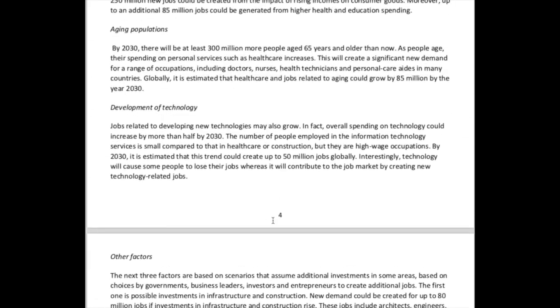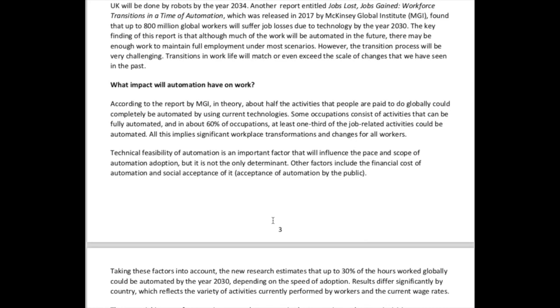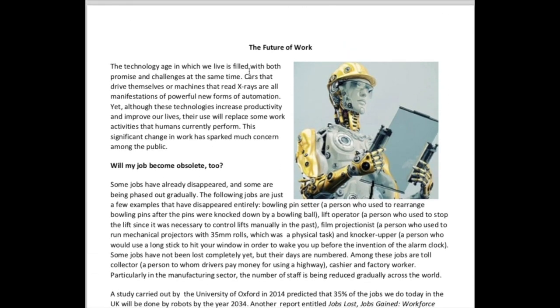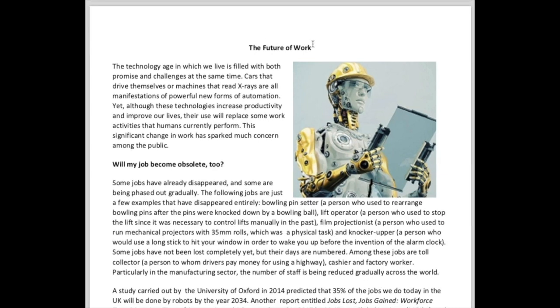Now, why is it important to survey the text? When you survey a text, you know what the topic is. So you understand that the text is going to be about the future of work. This is very important information. We have a picture of a robot, most probably a robot engineer, which sounds crazy, but it's very possible in the future. Then we have the first subtitle, Will my job become obsolete too? I hope you know the meaning of obsolete. We will look at it together.